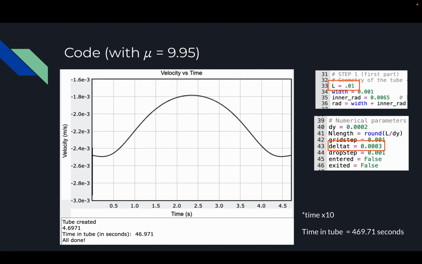Okay, so here's my code using the magnetic dipole moment that I derived, which I showed you earlier, 9.95. It was not really working well with the code I'd written before, so I changed these two things, and then in the end I multiplied my time by another factor of 10 to get 469.71 seconds.